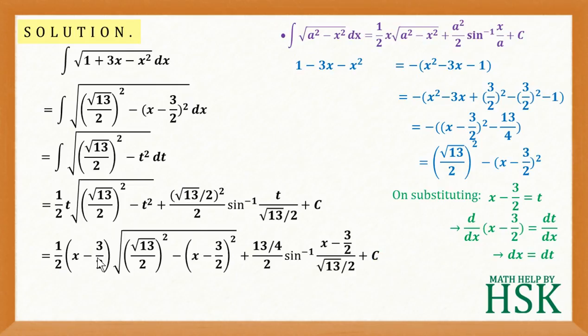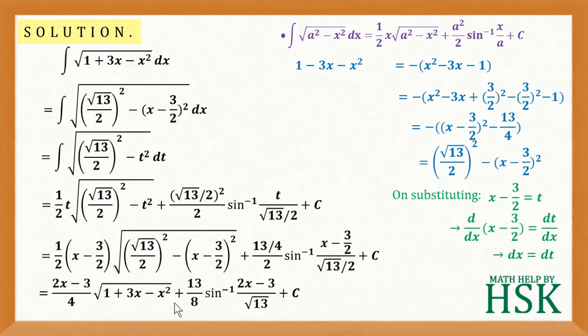Okay, now this term can be simplified as 2x minus 3 upon 2. So I'm going to obtain 2x minus 3 upon 4 into square root of 1 plus 3x minus x square. This term came from 1 plus 3x minus x square, you can see it for yourself. So I'm going to replace this by 1 plus 3x minus x square, and this is going to become 2x minus 3 upon 2. 2 and 2 in numerator and denominator cancel out, and 13 upon 4 whole upon 2 becomes 13 by 8. So this expression is going to be my required answer. So this is how I'm going to solve this question.